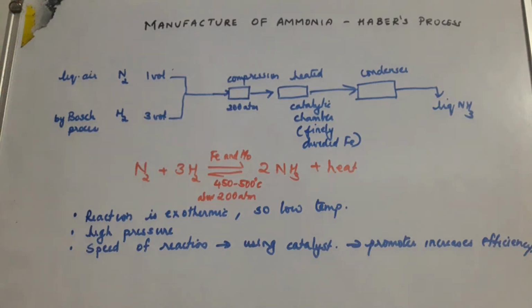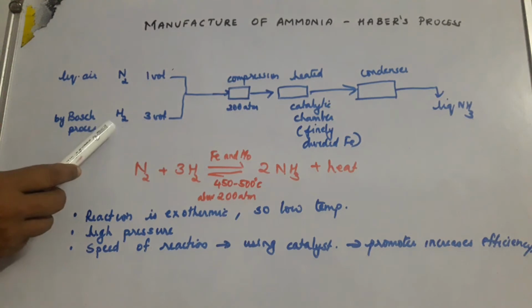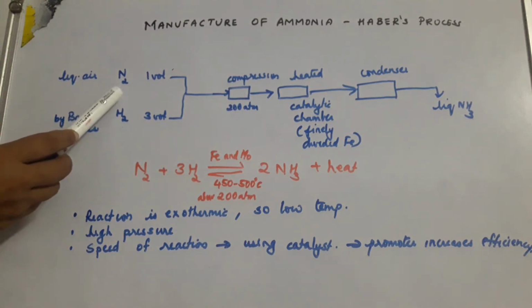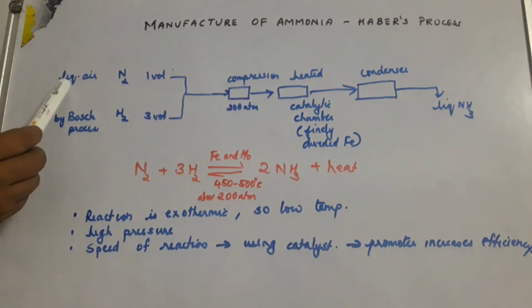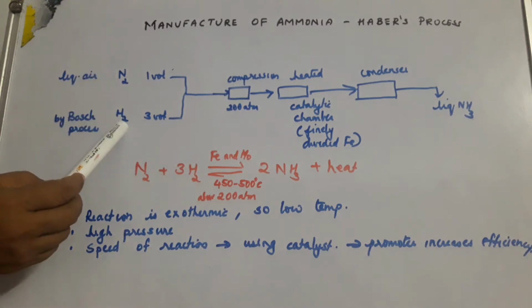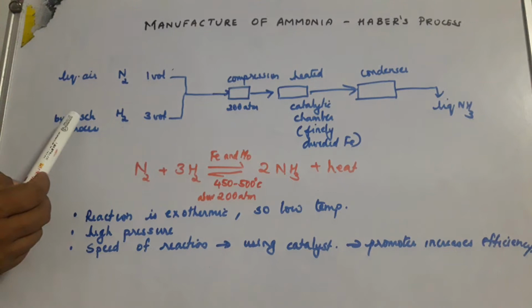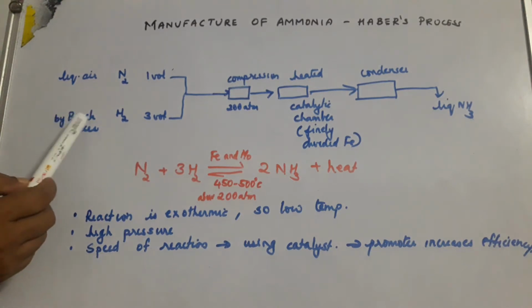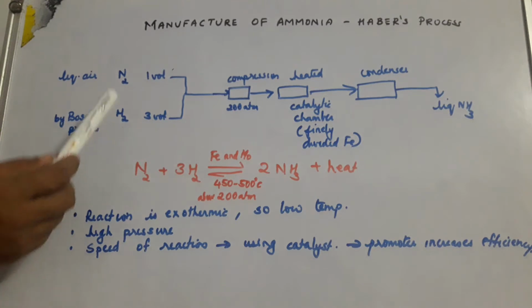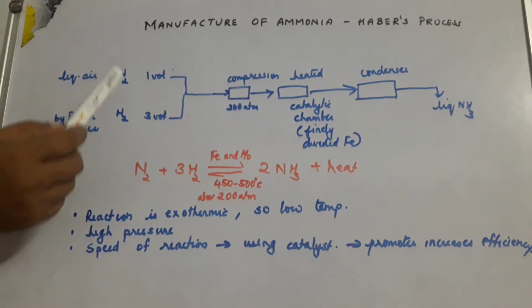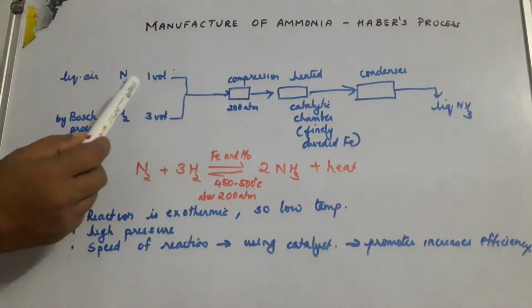Manufacture of ammonia by Haber's process. In this we take nitrogen and hydrogen. Nitrogen we get from fractional distillation of liquid air, and the source of hydrogen is water gas or natural gas. Water gas we prepare by Bosch process. Okay, so that's how we get hydrogen. So these are the sources of the reactants used for Haber's process.